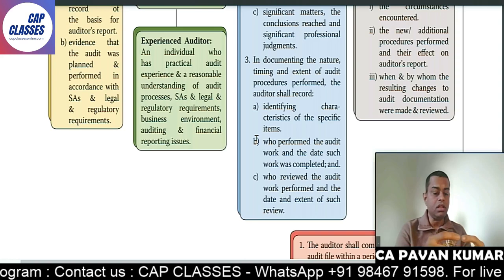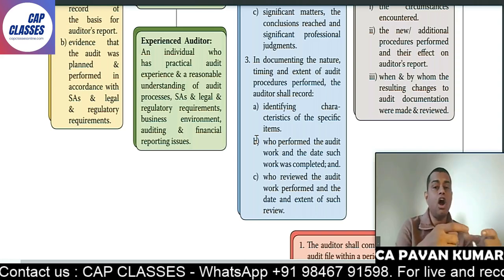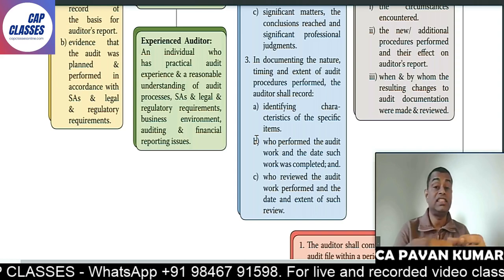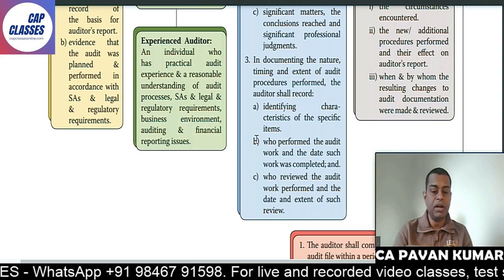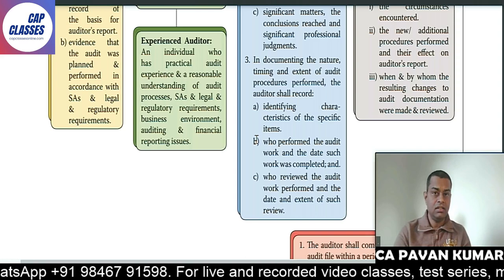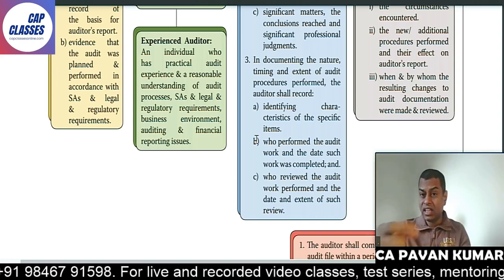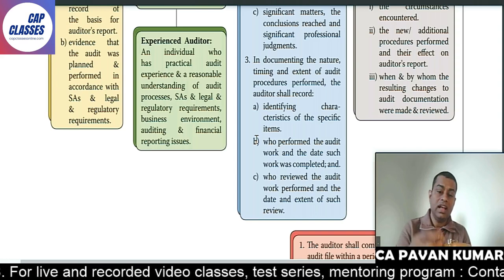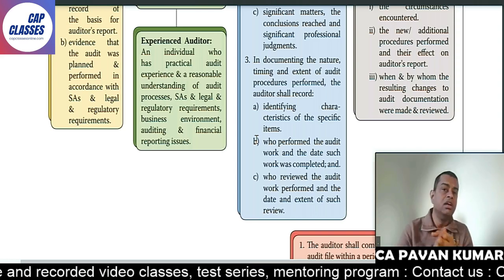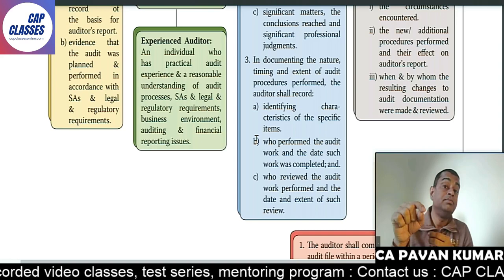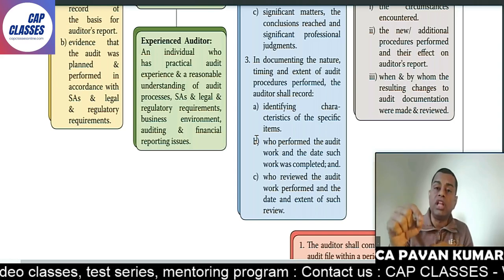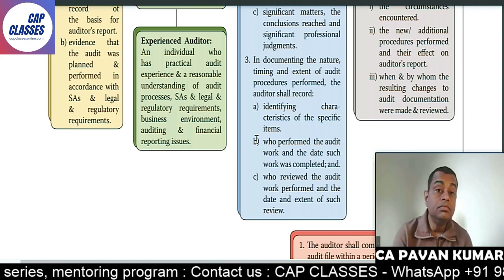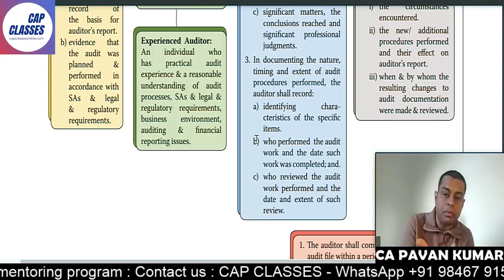Simple. What is the category? Audit of assets. What are the risks identified? What are the procedures applied? What is the sample size? What is the inherent risk, control risk and detection risk? A. B. Who has done that? C. Who reviewed that? Khatam. How simple it is. All these things should be documented.